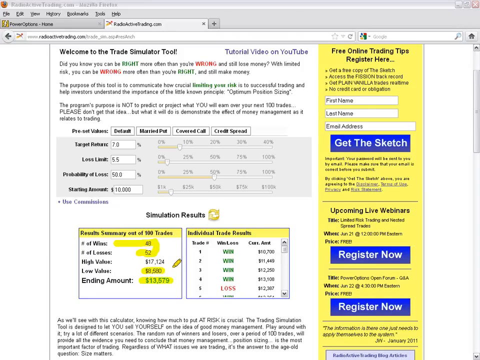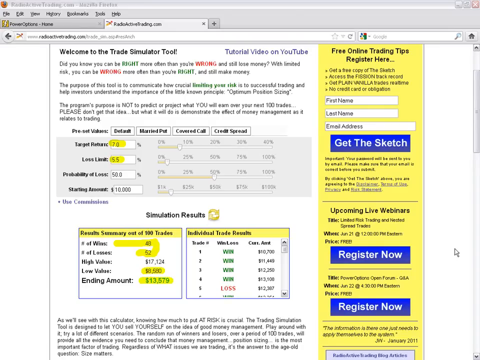We are actually wrong more often than right and still able to make money because we're controlling our risk, we're cutting our losers short, and we're allowing our winners to run. We're not capping the upside as we would with a covered call or with a standard collar position. This is the advantage of radioactive trading.